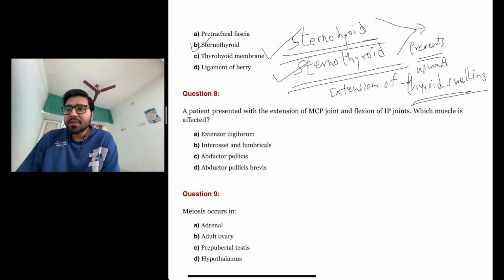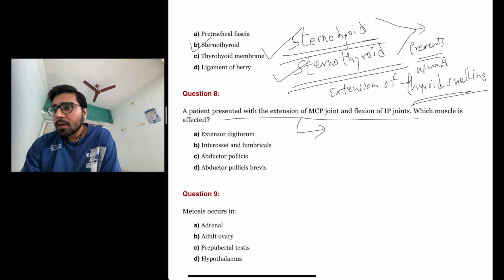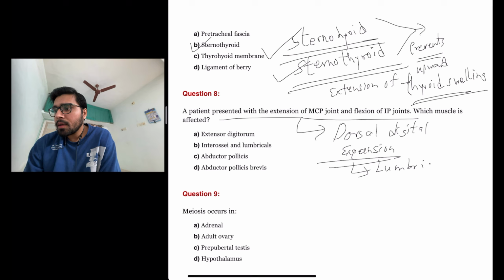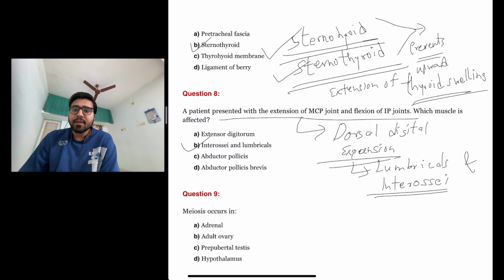The next question is, a patient presented with extension of the metacarpophalangeal joint and flexion of the interphalangeal joint. Which muscle is affected? So this is showing the defect at the dorsal digital expansion, and this is mostly due to lumbricals and interossei muscle defect. So the answer here is B, interossei and lumbricals.